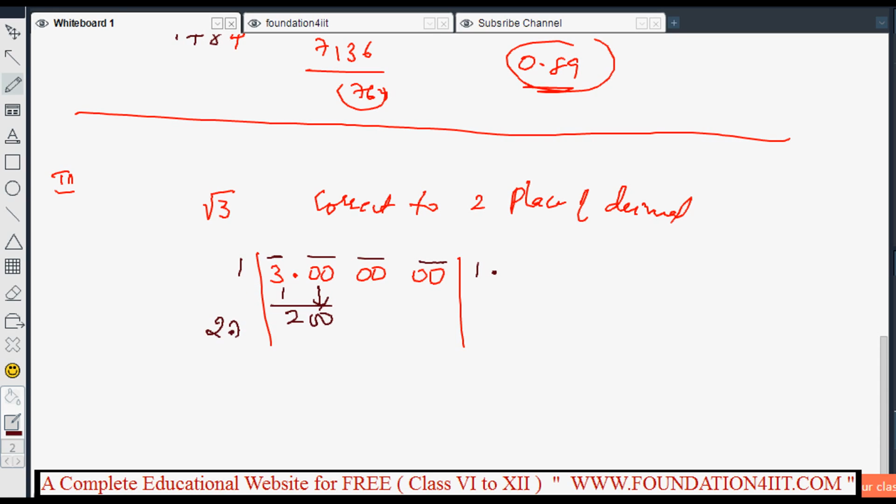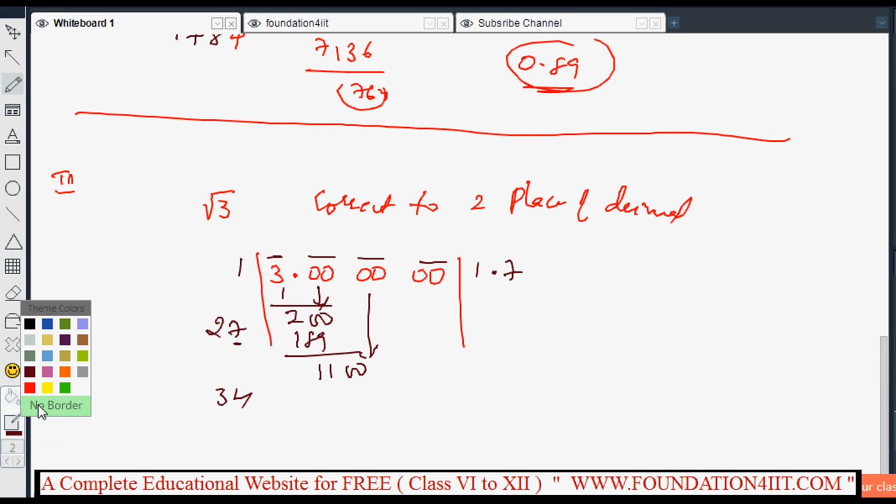Then 27 sevens are 189. If you subtract, it's 11. The next set is 2 zeros, 1100. So 27, this 7 should be added to 27. Now that is 34. So this 7 place should be added again. One more 7, 27 is 34.